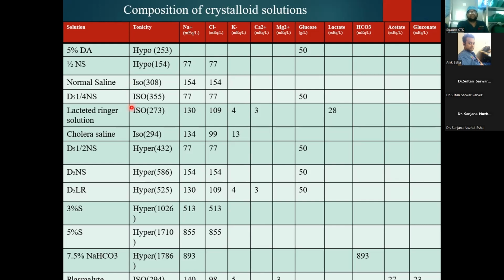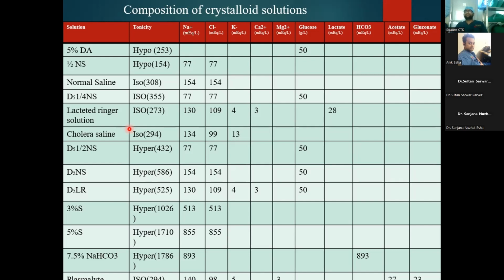So for this reason, another fluid was established. This is Ringer's lactate or Hartmann solution. In this solution, sodium is 130 millimole and chloride is 109, along with potassium, calcium and lactate. In Ringer's lactate or Hartmann solution, lactate is used for maintaining alkalinity, because when we use more normal saline it causes hyperchloremic metabolic acidosis, and also the pH of normal saline is 5.5, and the pH of Hartmann solution is 7.